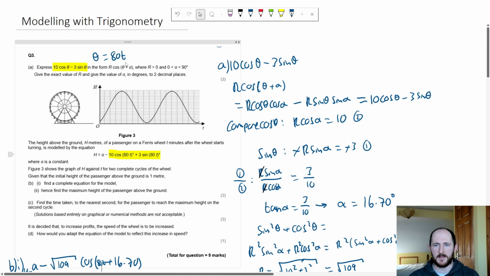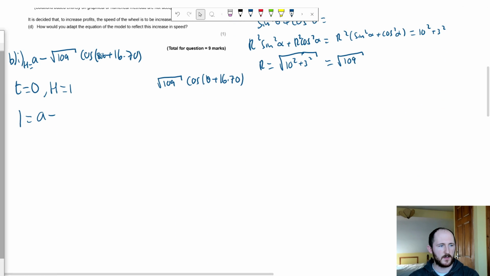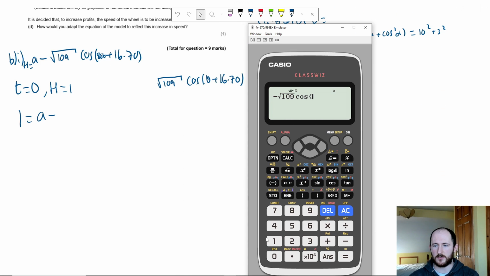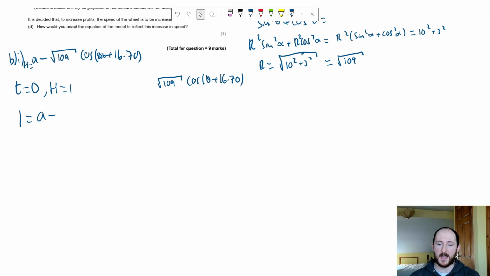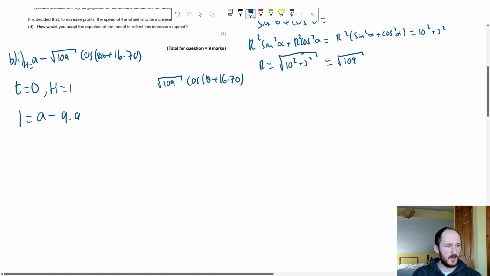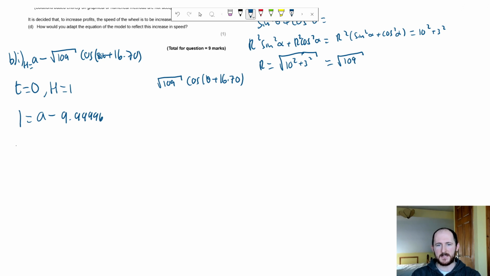Right, because we said up here theta equals ATT. So that would be 80 times 0, so I'm not even going to write it, it's just going to be 16.7. And we get basically 10, 9.99996. Cool. Which means A is equal to 1 plus 9.99996. So we're going to say A is equal to 10, which is indeed the answer in the mark scheme.